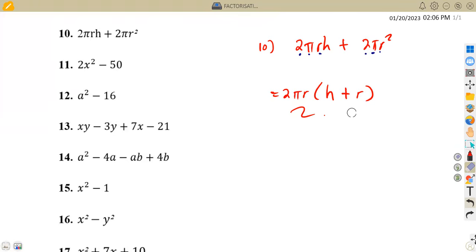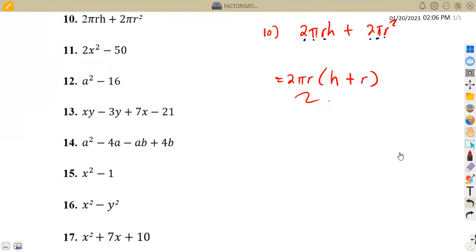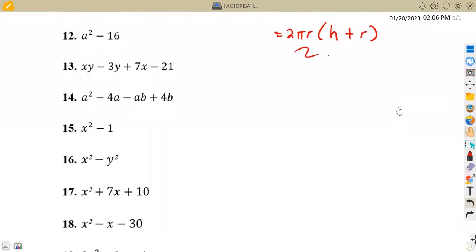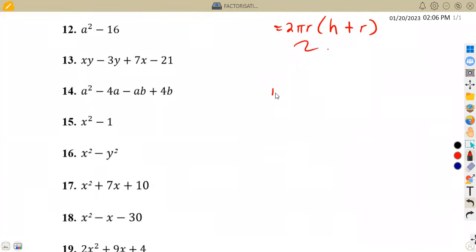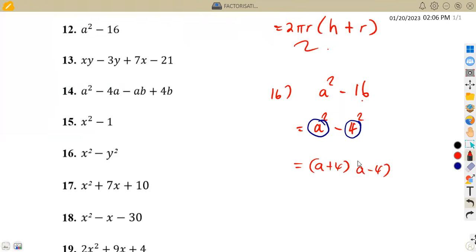Number 11, same part, difference of 2 squares, guys. I want you to try. Number 12 is the same thing, difference of 2 squares, where you just have to write this as perfect squares. A squared, and 16 is the same as 4 squared. So you've got 2 numbers, a and 4. One is going to add, another one is going to subtract. a plus 4 in one bracket, a minus 4 in the other bracket. That's it. Difference of 2 squares concept.